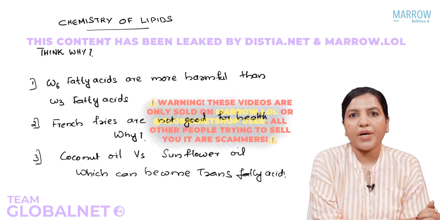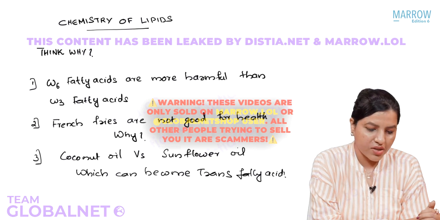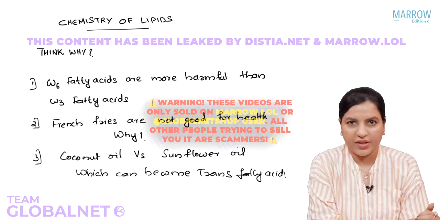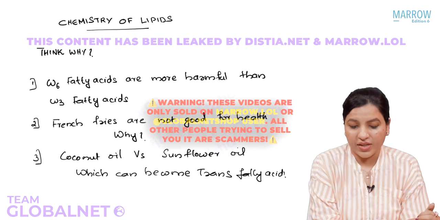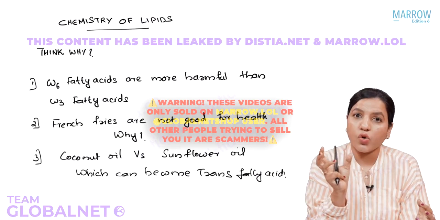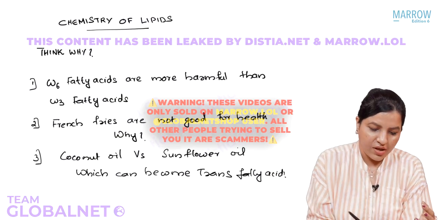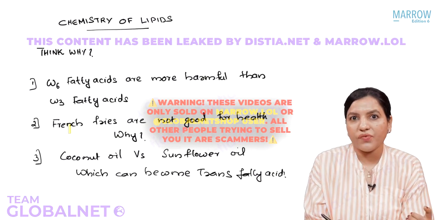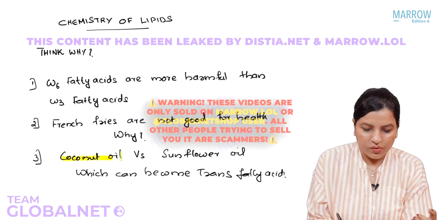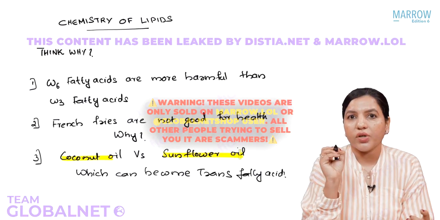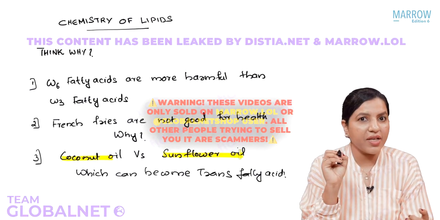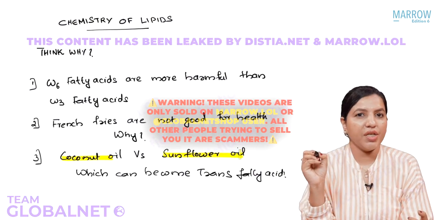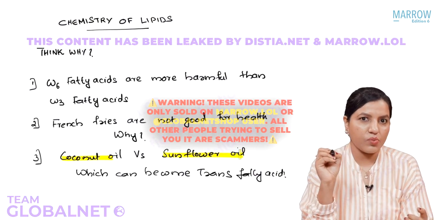So, we are moving back to the same question that I asked you in the beginning. Omega-6 fatty acids are more harmful than omega-3 fatty acid. Why? Because omega-6 fatty acid is a source of inflammatory mediators. French fries are harmful. Why? Because they are a rich source of trans fatty acid. Coconut oil versus sunflower oil. Sunflower oil or safflower oil is rich in linoleic acid, which produces eicosanoids, which are inflammatory mediators. So it is not as good as we think.